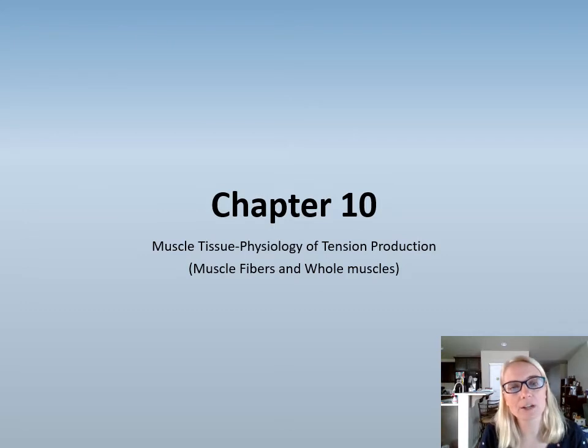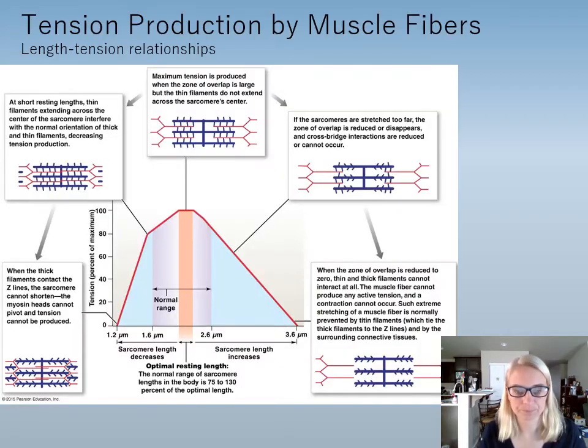And then the other factor is how fast is that action potential showing up at the neuromuscular junction? So is it just one signal, and then that's it? Or are your neurons firing repeatedly? Is that going to affect the amount of tension that individual muscle fiber can produce? So we're going to answer those questions.